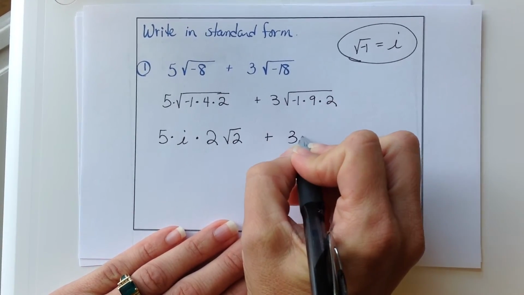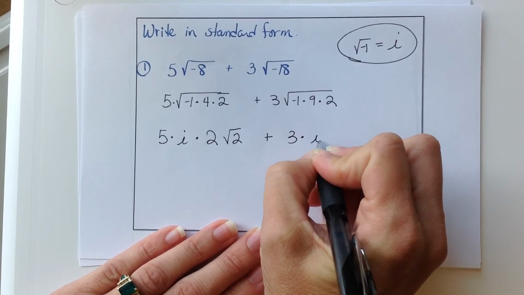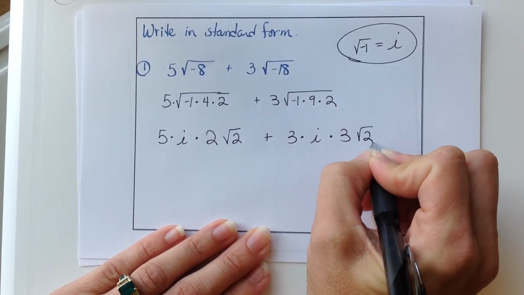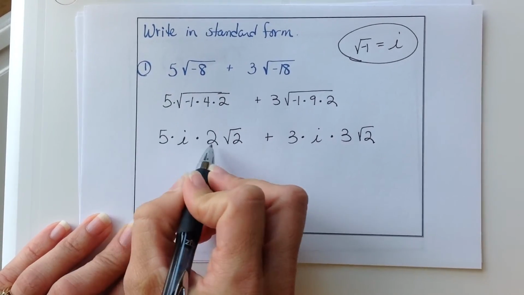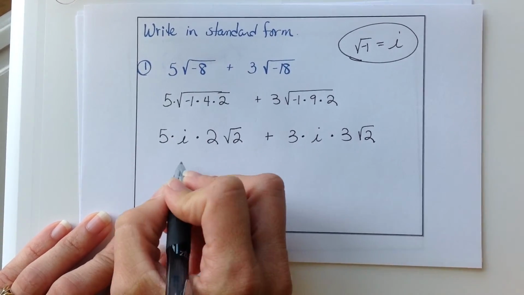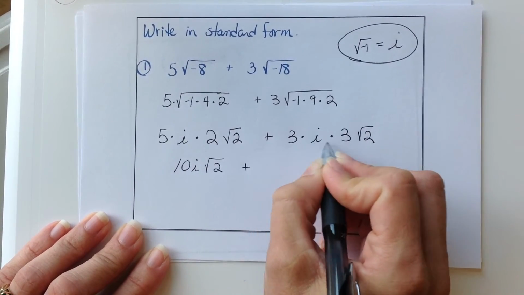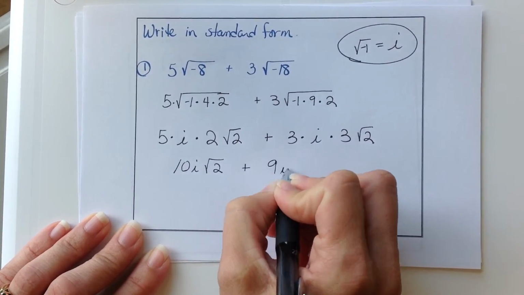Okay, same thing here. 3 times square root of negative 1 is i. Square root of 9 is 3. And then this 2 will have to stay underneath. All right, now out front right here, let's go ahead and multiply. So that'll give me 10i square root 2. Multiply here, so I get 9i square root 2.